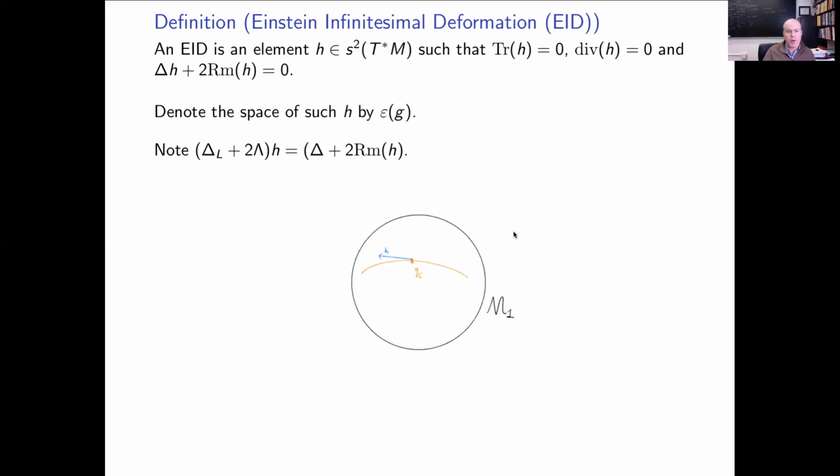So this is our picture within the moduli space of M_1. We have our Einstein metric g_E, and the question we're interested in is rigidity. Is it the case that this metric is isolated in this moduli space, or does there exist a curve? If it's not isolated, there must be a curve of Einstein metrics passing through that point, and EIDs describe the tangent space to this curve.